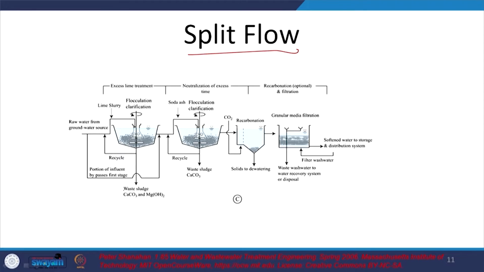So, here one aspect to note is that compared to the two stage, here I am not having two stages of carbonation, I only have one stage. But all others are more or less similar except for this particular bypass. A portion of influent bypasses the first stage. So, let us see why. So, here I added excess lime to remove calcium carbonate and magnesium hydroxide. This is similar to the case of two stage, let us see.